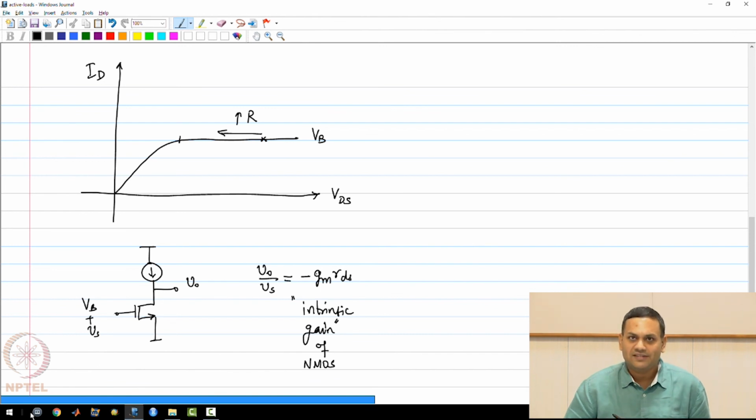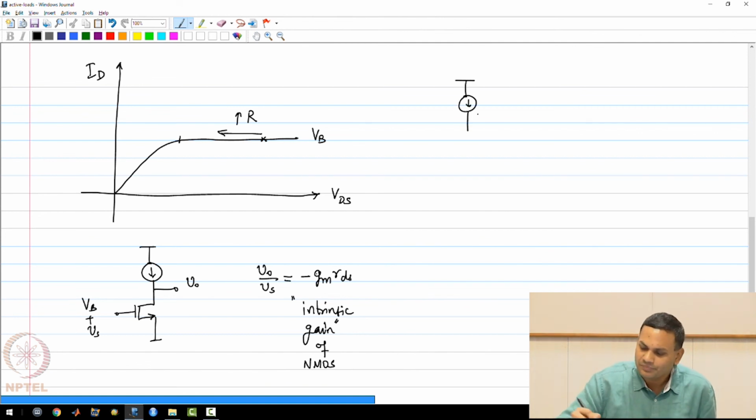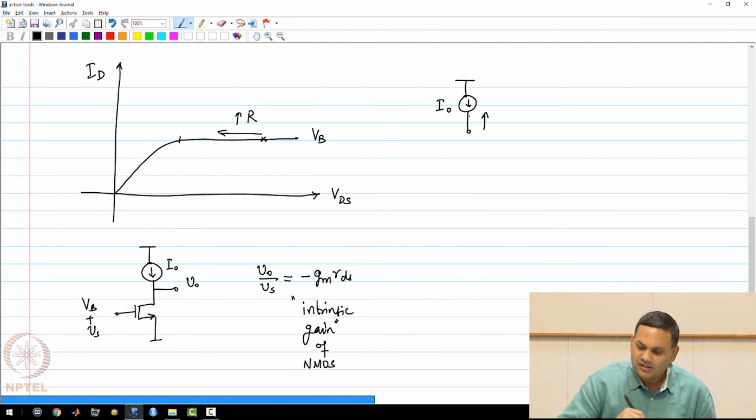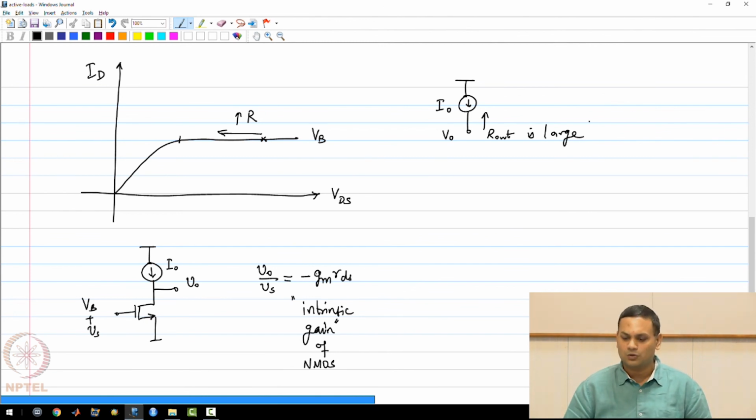Now our job next is going to be to design this current source. What we want is a current source of some value I naught. So this was I naught. Please note that the current source is taking some current from VDD and pushing it to ground, and obviously it has a constant current independent of VO, which means that R out is large. So these are the characteristics you want from a current source.